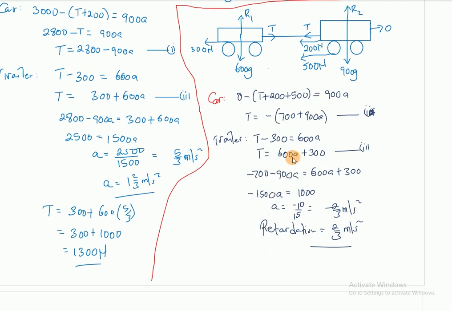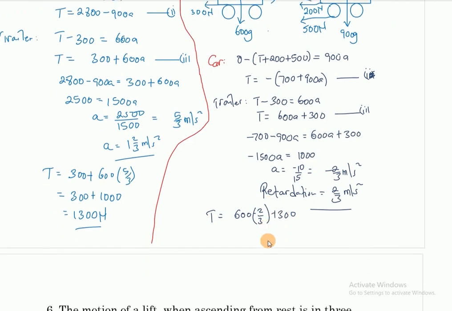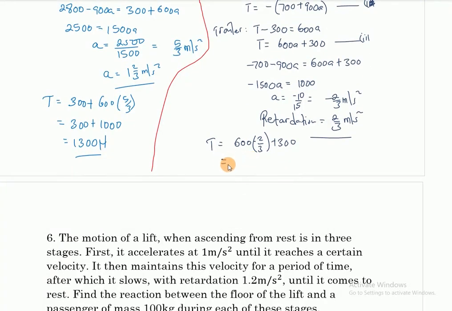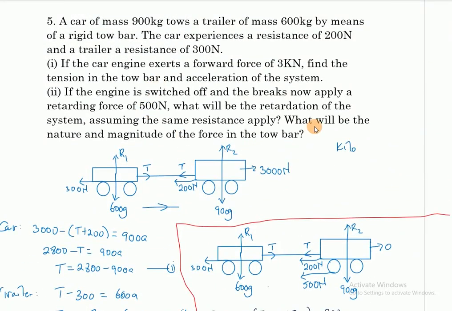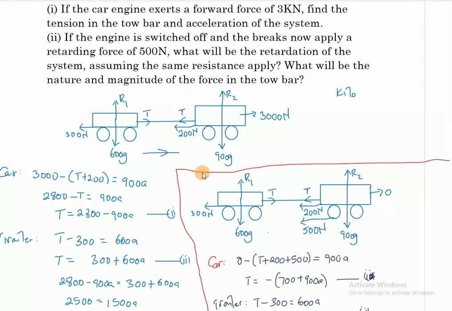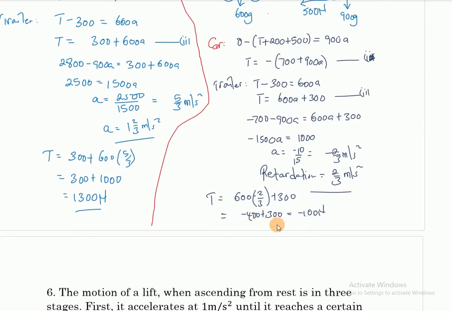Let's just use the second equation. T is equal to 600 times 2 over 3. This is negative still. Then plus 300. You have that T is equal to negative 400 plus 300, getting us negative 100 newtons. They want us to tell the nature and the magnitude of the force in the towbar. That is the T. So we are getting that T is negative 100.